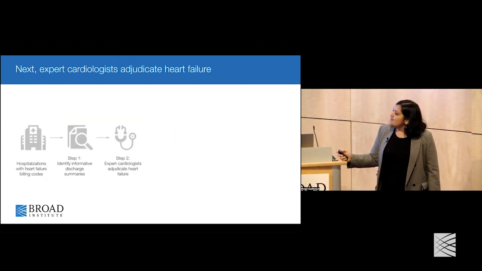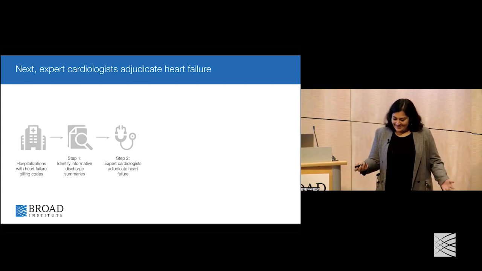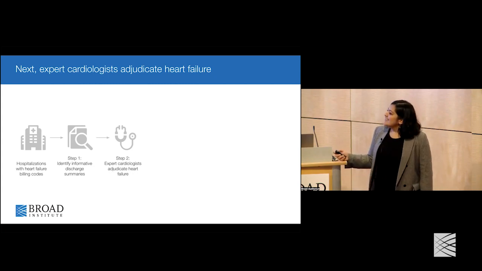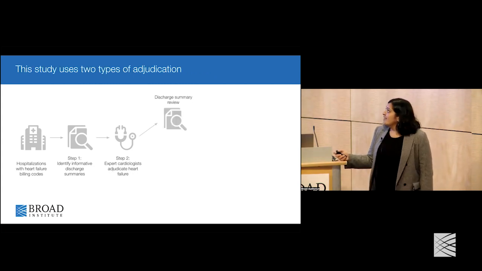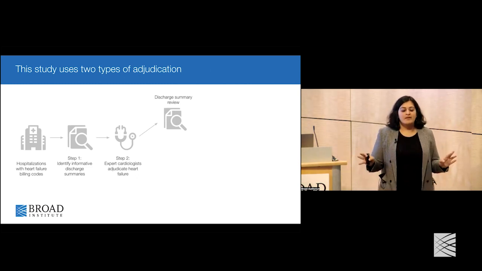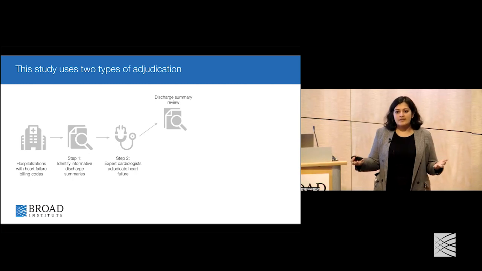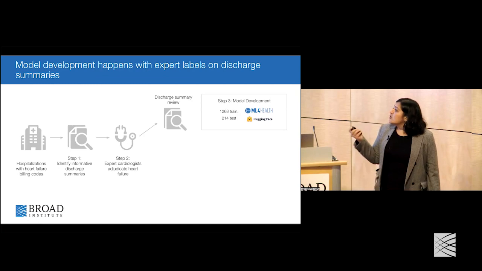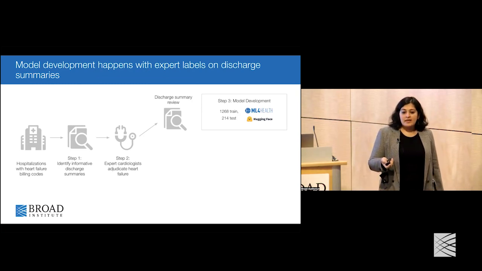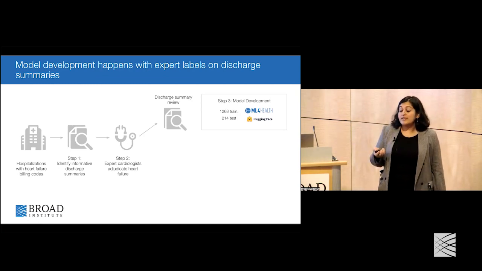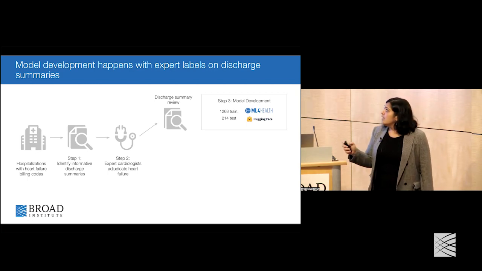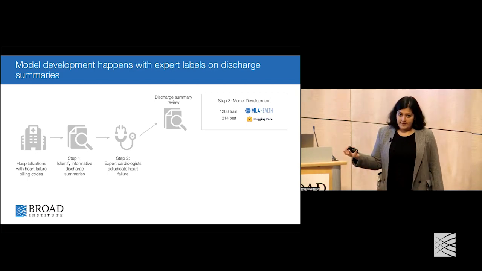Awesome. So step 2 is expert cardiologists adjudicate heart failure. And turns out this also isn't as simple as you would expect. So we actually do 2 stages of adjudication. The first one is discharge summary review. That's the same thing that we've been talking about all along. There are these text documents that have discharge information, and John looks at them, says, yes, this is an incident inpatient hospitalization or no, and then we can do model development there.